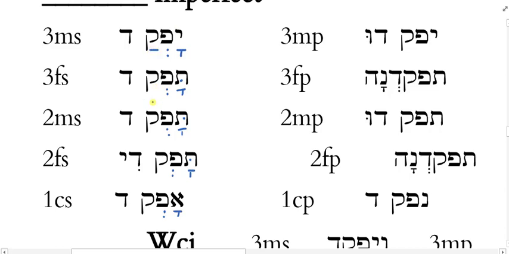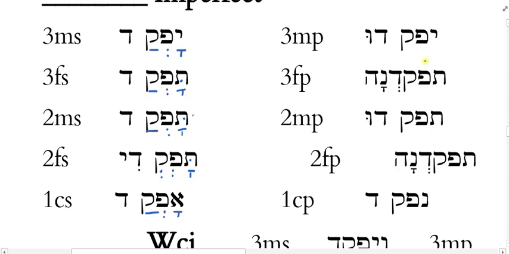Okay, and then what's my theme vowel for the imperfect Hophal? It's pathak. Should be pathak, but I've got a vocalic ending that takes root 3 away from closing the syllable, and so it becomes what? A vocal shavah. So tofkada. And then ofkad. All right? So say these with me. Yofkad, tofkad. So he, she will be caused to visit. Tofkad, tofkadi. That's you, male, female, will be caused to visit. And then finally, last, ofkad. I will be caused to visit.